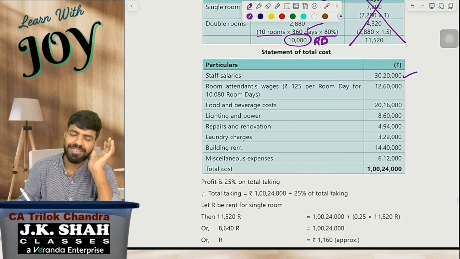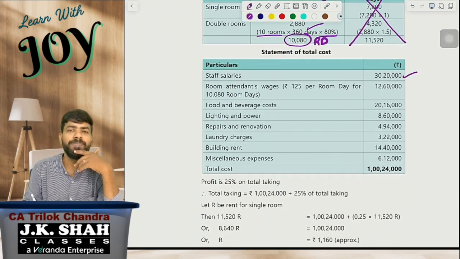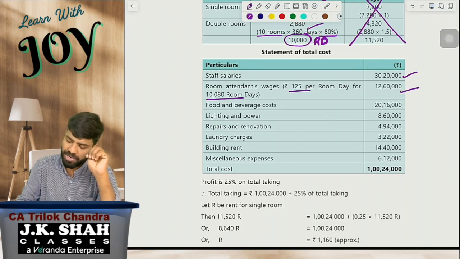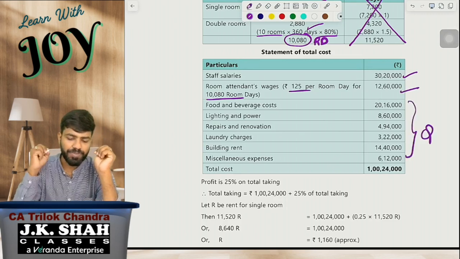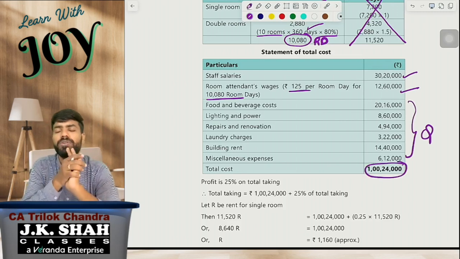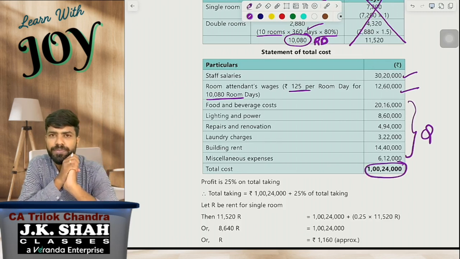So staff salaries 30 lakh 20,000 straight away given in the question. Room attendant is going to get 125 rupees per room day. How many room days? 10,080. 10,080 into 125, that is 12 lakh 60,000. This entire information is there in the question, ditto copy paste. Total comes to 1 crore 24,000.